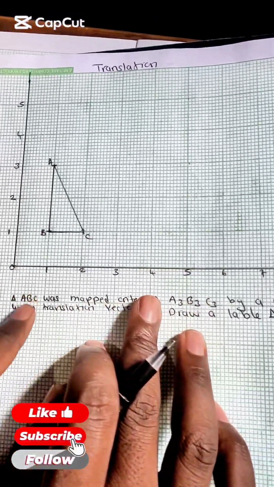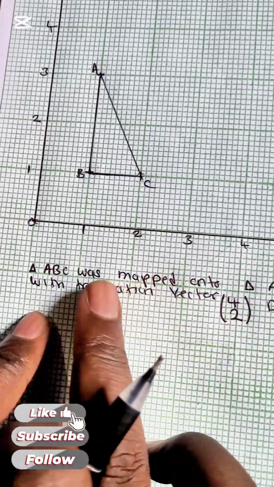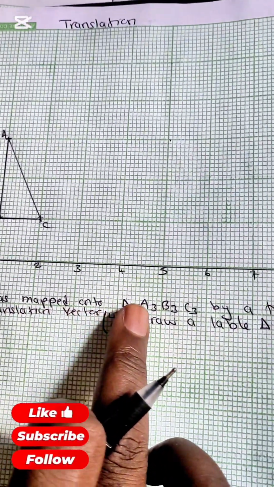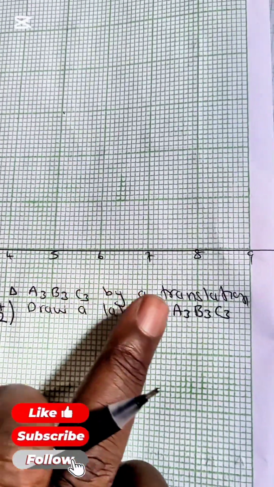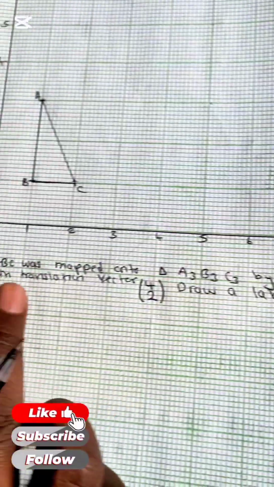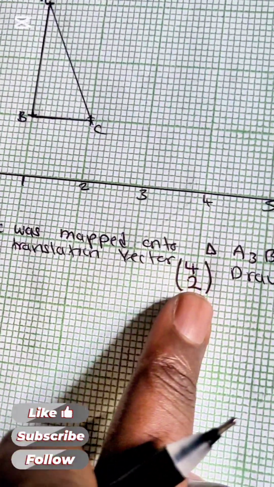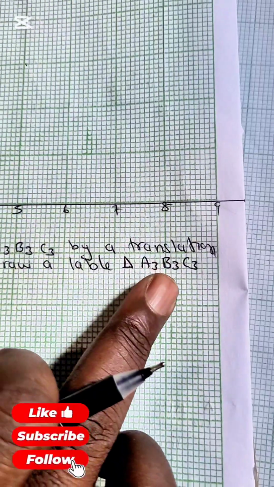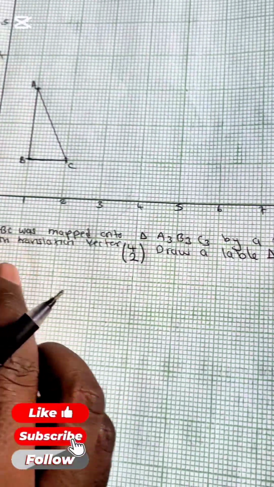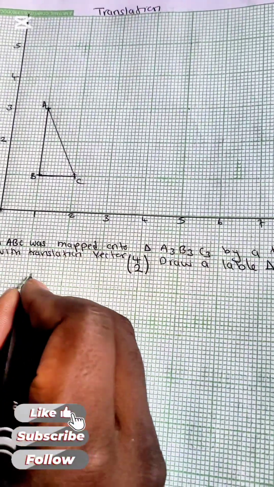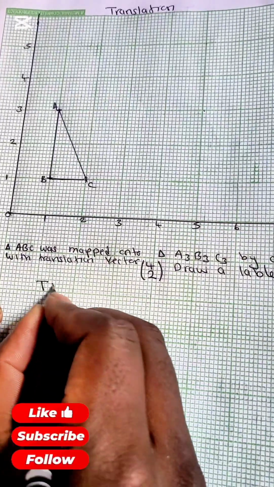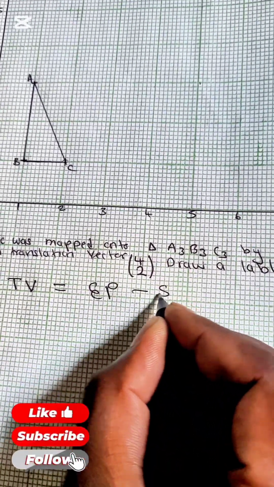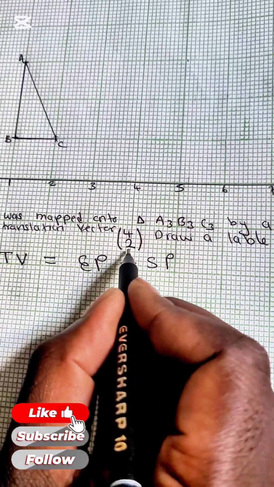Right, we have a question here. We're still on translation. Triangle ABC was mapped onto triangle A3, B3, C3 by a translation with translation vector (4, 2). Draw and label triangle A3, B3, C3. In this case we are given the translation vector, and remember our formula: translation vector is equal to ending point minus starting point.